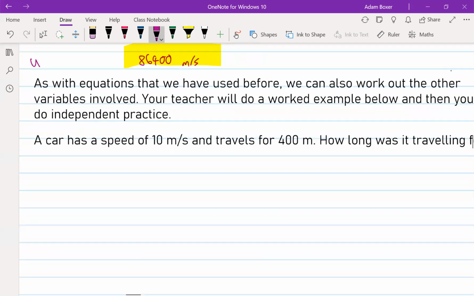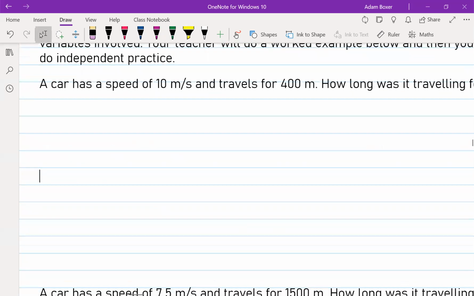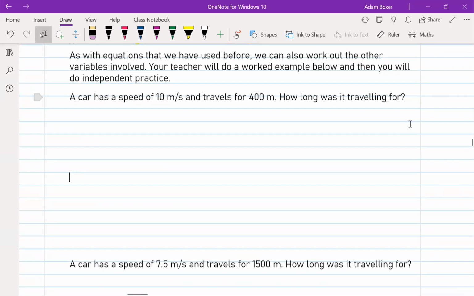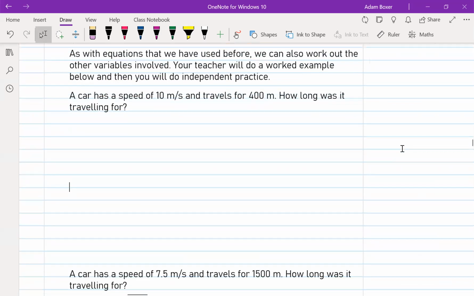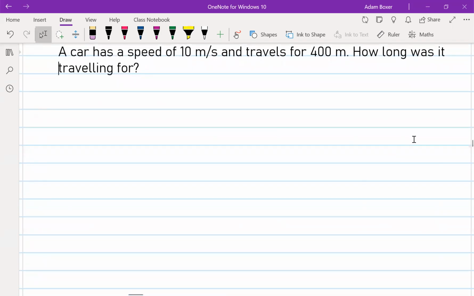Because I want to point out that we can do questions where we don't have speed and time, but where it gives us something else. It might ask us to work out the distance. So let me just squeeze this in a bit so we've got a bit more space. Now let's say that was our question. So just read through it for me first, please.